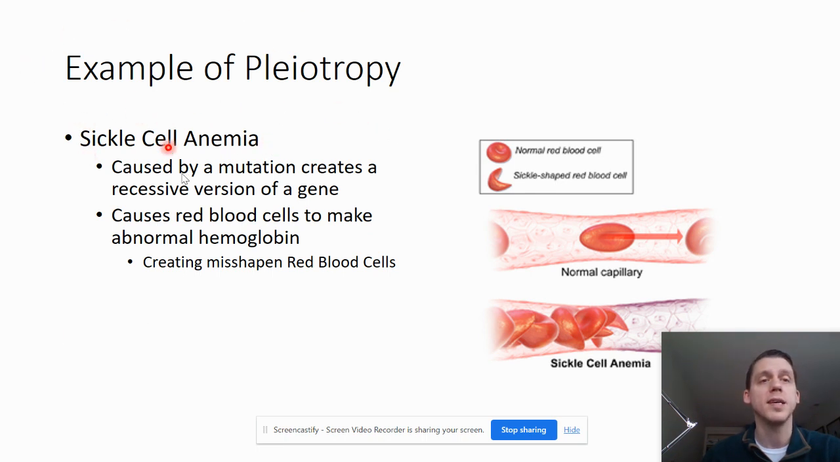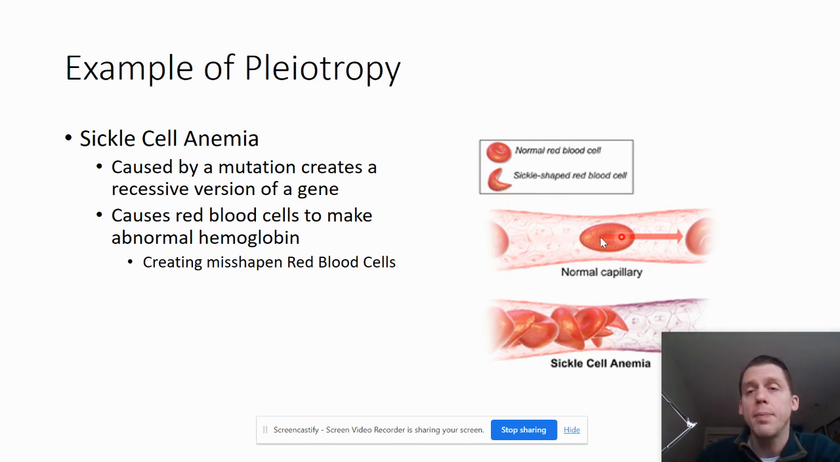Sickle cell anemia is a disorder caused by a mutation that gives you a recessive version of a gene. In this case, the recessive version of the gene gives you abnormally shaped hemoglobin. Hemoglobin is the protein that makes your blood cells red. Hemoglobin is present in your red blood cells, and it helps carry oxygen. When hemoglobin is mutated, it has the wrong shape, and instead of the red blood cells having a nice, raft-like shape, they form this mutated sickle shape. So those red blood cells are misshapen.